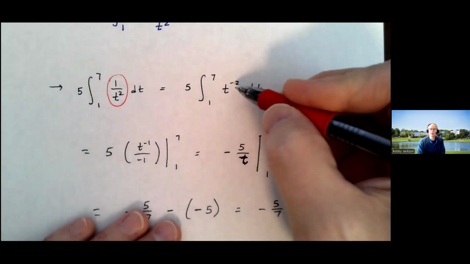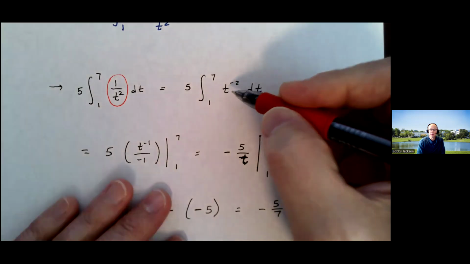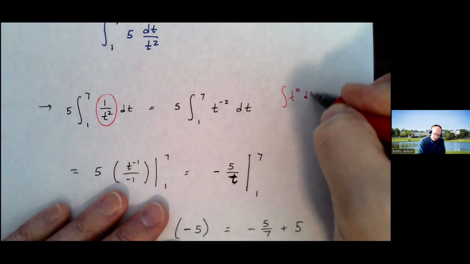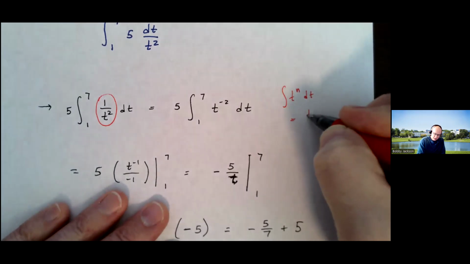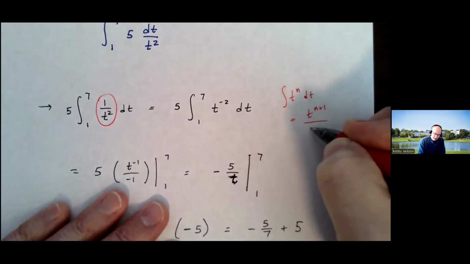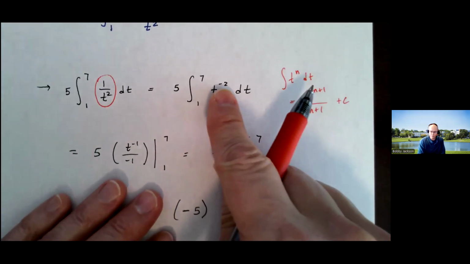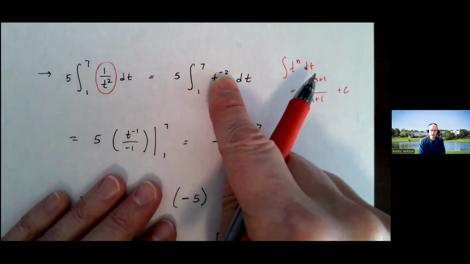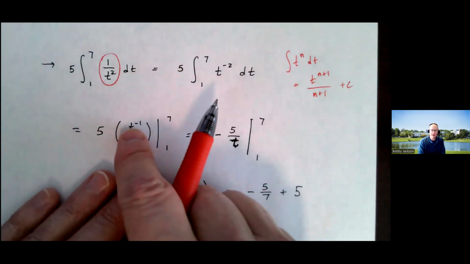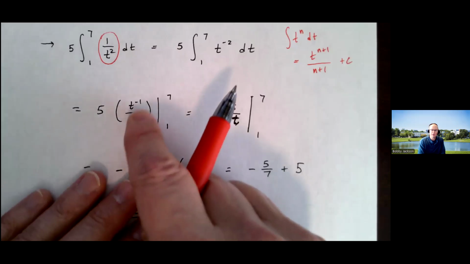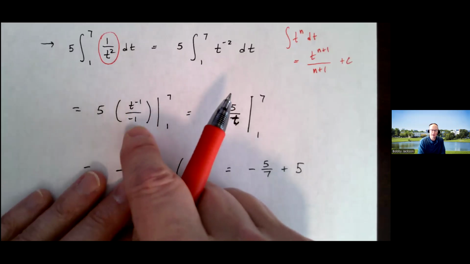So now I can use the power rule. The integral of t to the n is going to be t to the n plus 1 divided by n plus 1. So I'm going to let n, in this case, be -2, and be careful when I add 1 to -2, I get -1, not -3, so be careful. So it's t to the n plus 1 divided by n plus 1.